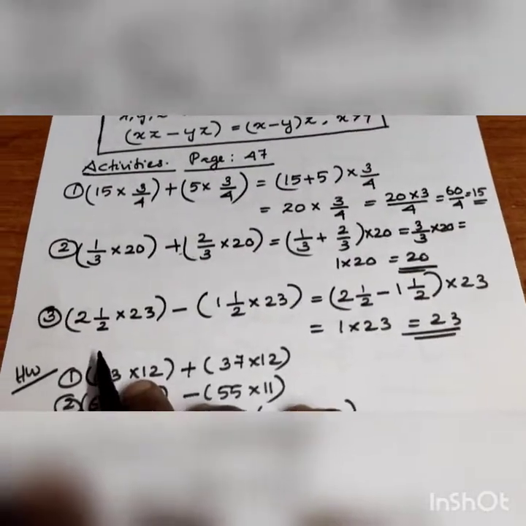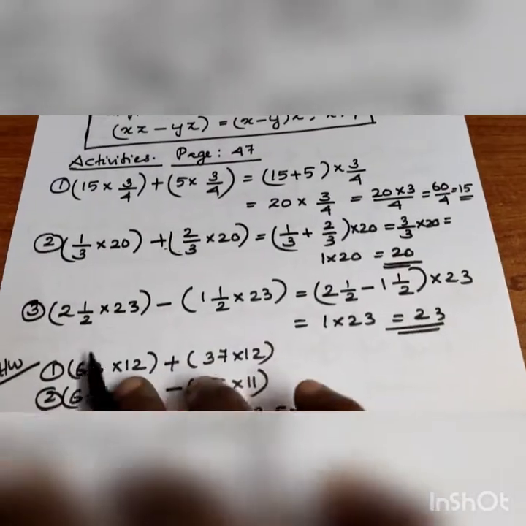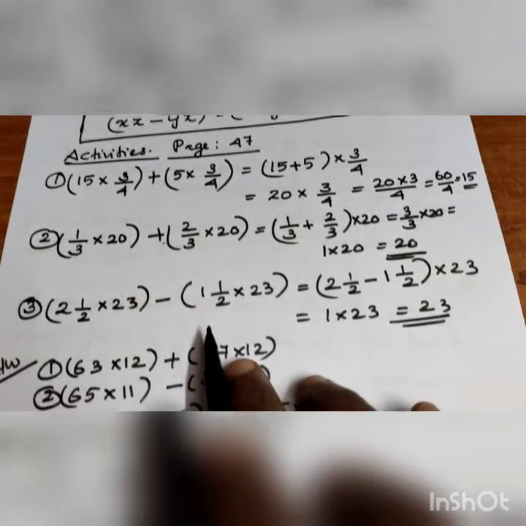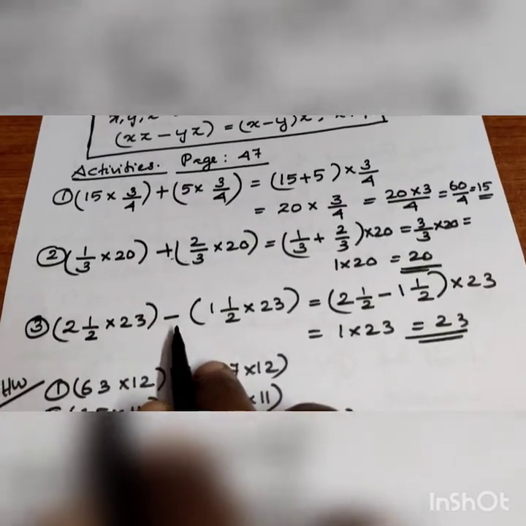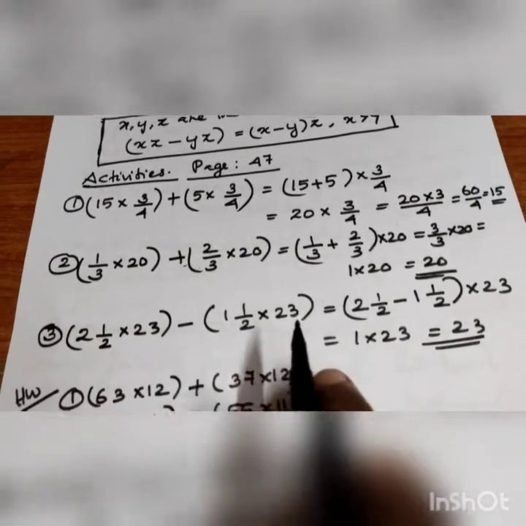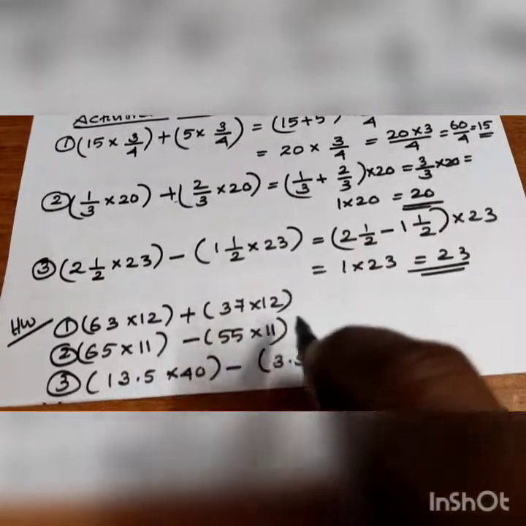Here 2 and a half into 23 minus 1 and a half into 23. Here 23 is multiplied by 2 and a half and 1 and a half. Here the sign is difference. 2 and a half minus 1 and a half into 23, that is 1 into 23. There are three other homeworks for you.